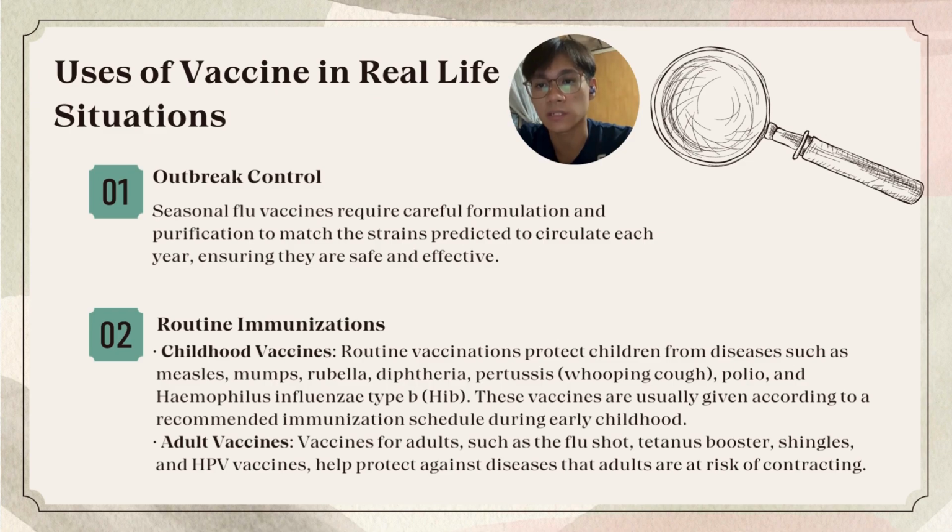As for childhood vaccines, routine vaccinations protect children from diseases such as measles, mumps, rubella, diphtheria, pertussis or whooping cough, polio, and Haemophilus influenzae type B. These vaccines are usually given according to a recommended immunization schedule during early childhood. As for adult vaccines, such as the flu shot, tetanus booster, shingles, and HPV vaccines help to protect against diseases that adults are at risk of contracting.